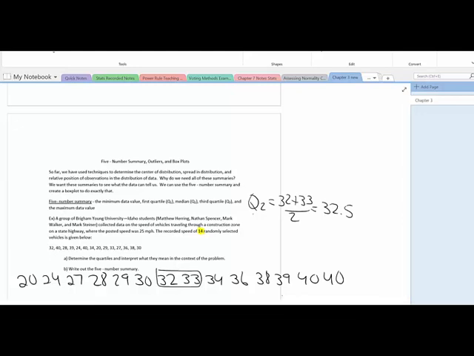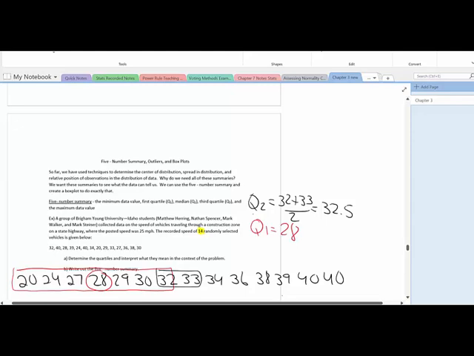Now, for the first quartile, we look at the lower half of the set of numbers, which I boxed here, and now find the median. Well, in this case, that's going to be 28. And then for the third quartile, we look at the higher half of the data values. I've highlighted that in blue. And here that is 38.